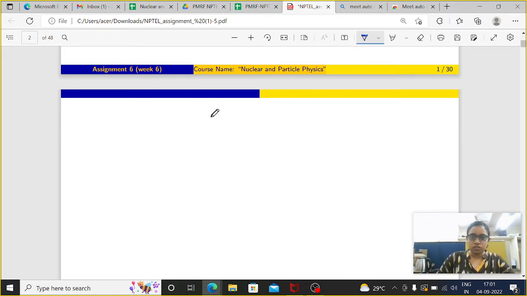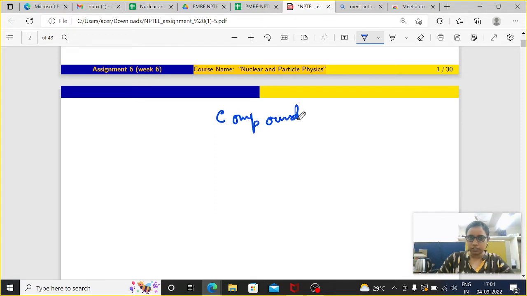Okay, so at first, compound nucleus. Like compound nuclear reaction, I think I have said something more about it in the previous class: how the compound nucleus is forming, and what the procedure behind the compound nuclear reaction is. I have already told you. But still, as some of you may have missed it, I am telling again the main property for compound nuclear reaction.